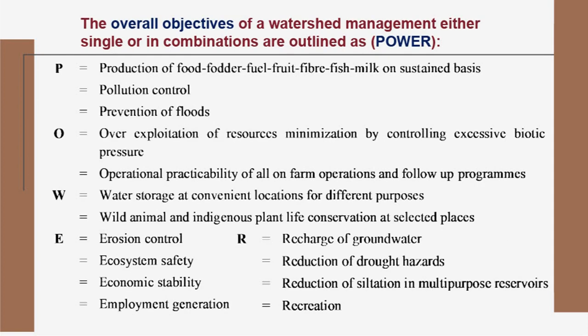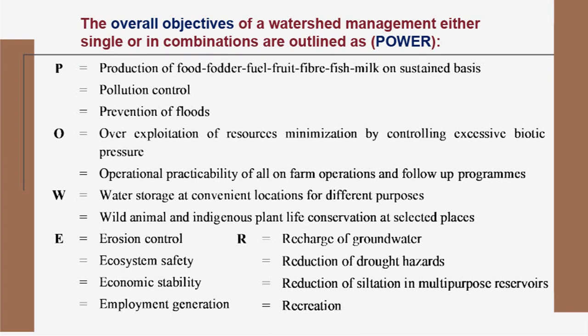The overall objectives of watershed management, either single or in combination, are outlined. Students can remember it as POWER, P-O-W-E-R. So P can be production of food, fodder, fuel, fruit, fiber, fish, milk on a sustained basis. It can be control of pollution, prevention of flood. So there are three P's actually.